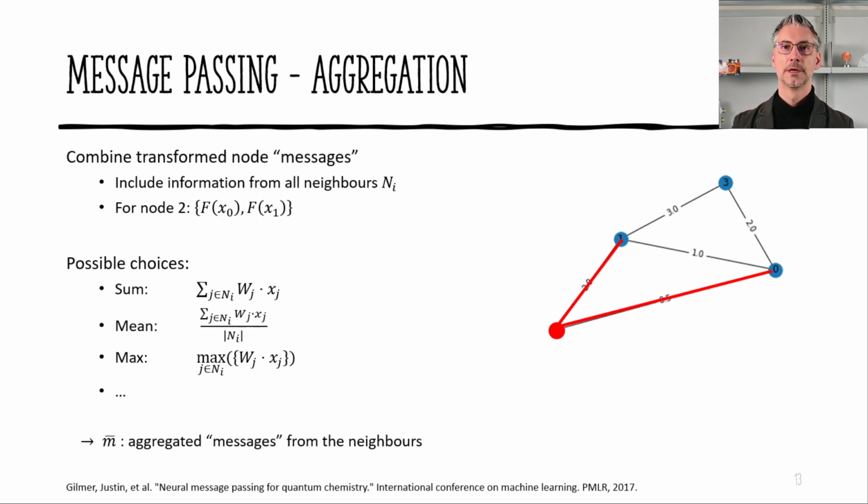There are, of course, a number of possible choices. We could sum them up with another weight, we could take the mean, or we can just take the maximum. And this gives us some sort of aggregated messages M bar from all the neighbors.